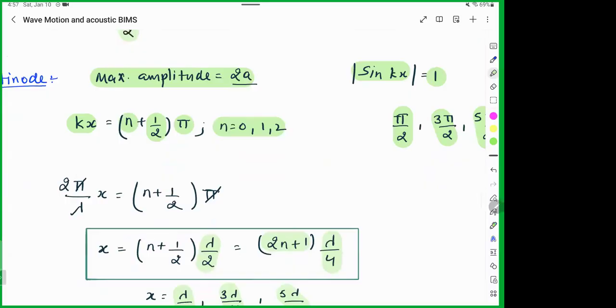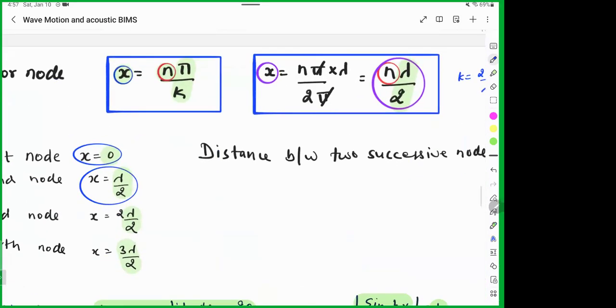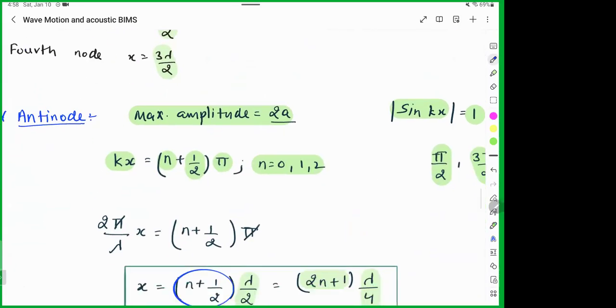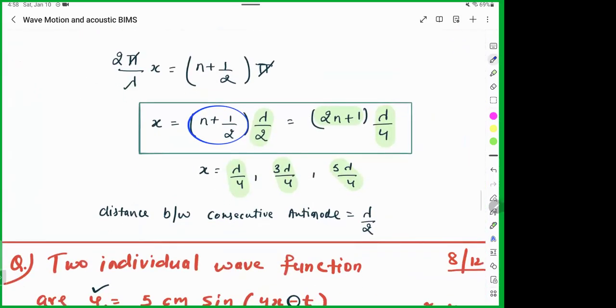K value is 2 pi by lambda. Pi, pi cancel. You can calculate the x value. So what is the difference? Here, when you calculate the x value, you are getting this extra. In case of a node, it was simply n. Simply n, you are multiplying with n here. Whatever the n value will be, half extra. Half of the lambda by 2.